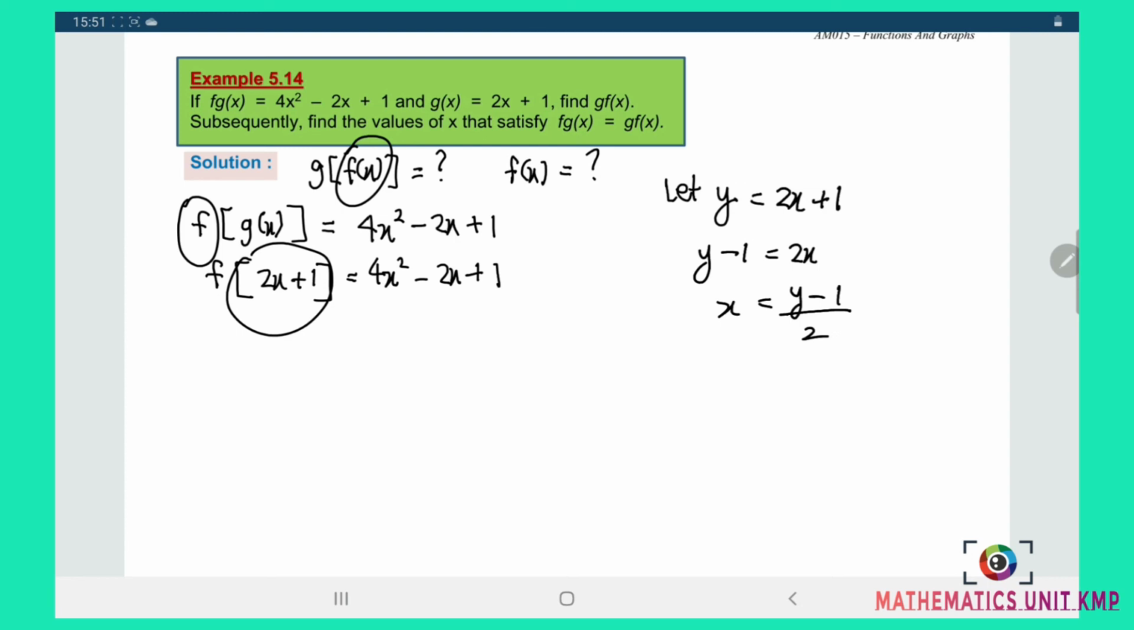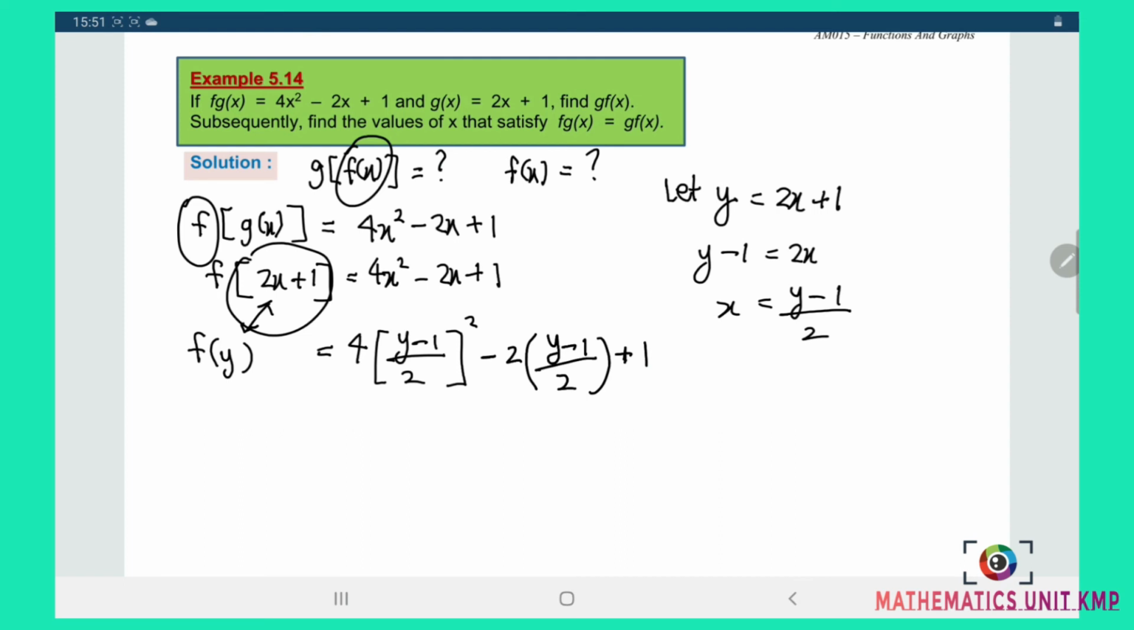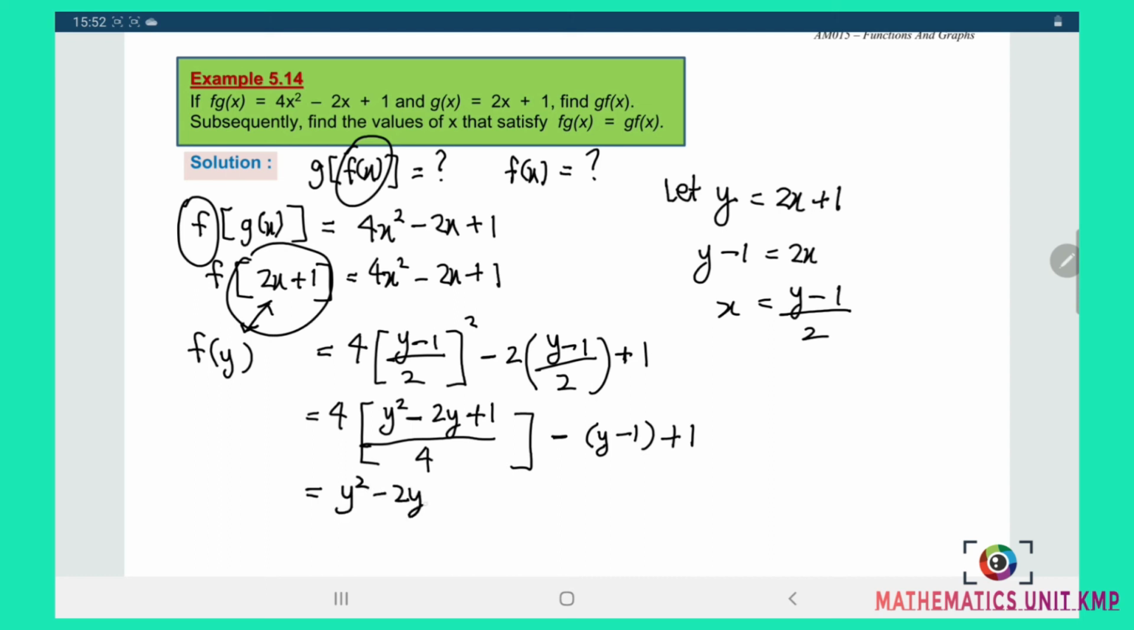Do you understand? Okay, now when you change here, nampak ni, tukarkan f(y), x ini pun you kena tukar dalam sebutan y yang you dah balancekan tadi. So ini jadi 4((y minus 1) over 2) squared minus 2((y minus 1) over 2) and then plus 1. Okay, now we expand step by step. (y minus 1) squared is y squared minus 2y plus 1 over 4. Okay, here y minus 1 sahaja yang tinggal, plus 1. Then yang tinggal hanyalah y squared minus 2y plus 1 minus y plus 1 plus 1.